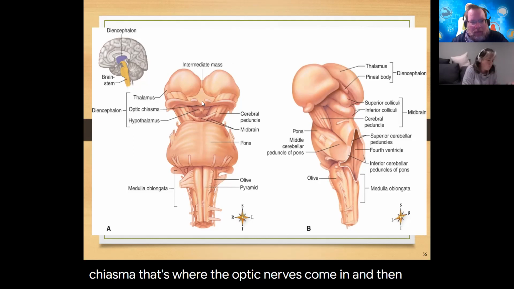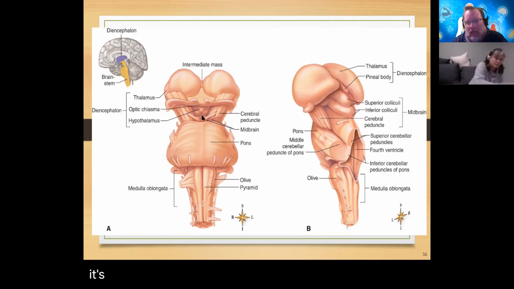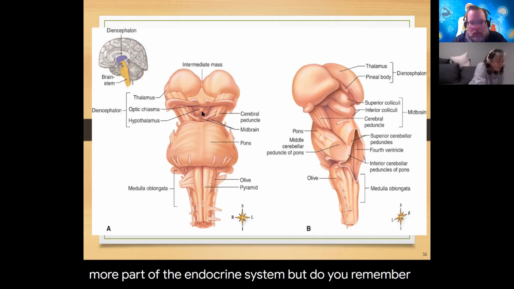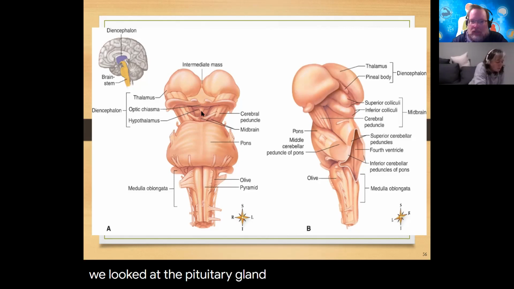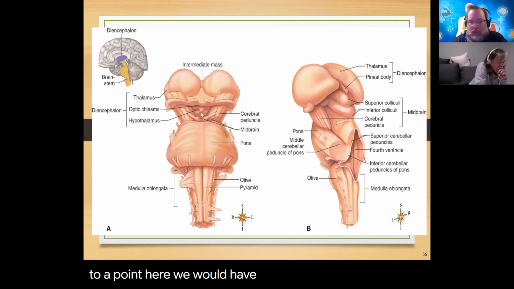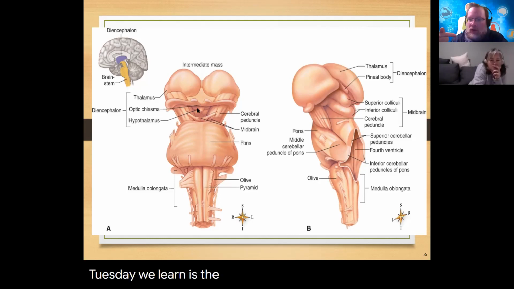Okay. And then again, the hypothalamus is going to be right beneath, or inferior to, the thalamus. There's also a little item right here. It's been cut and it's not really part of the brain itself. It's more part of the endocrine system. But do you remember we looked at the pituitary gland connected to that hypothalamus? So as that hypothalamus comes down to a point here, we would have the pituitary gland sitting right here. And remember that pituitary from last Tuesday, we learned is the master endocrine gland.